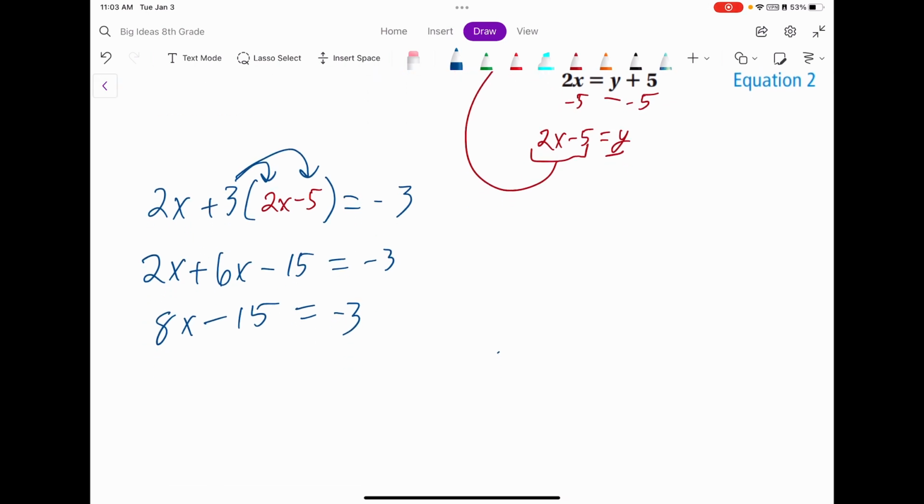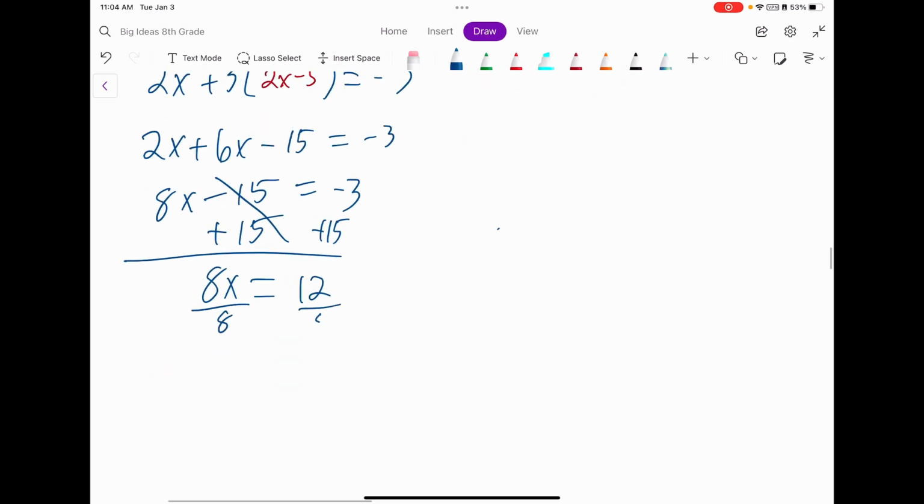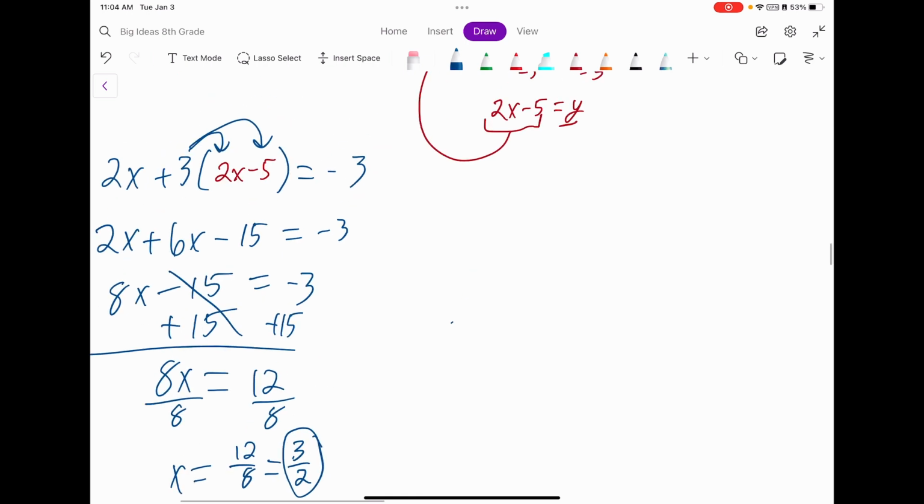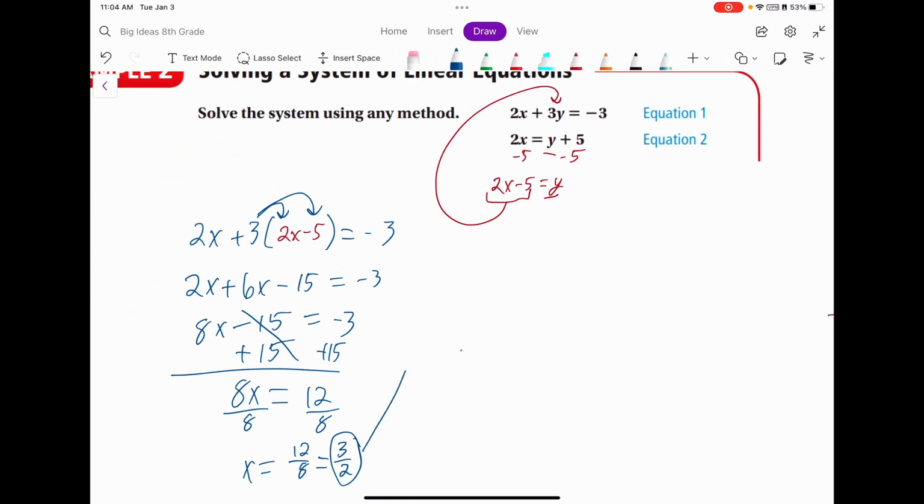Okay? All right, now we move on to start solving for x. I'm going to add 15 to both sides, and then that's going to cancel. I have 8x equals 12. Divide both sides by 8. I have x equals 12 over 8, and I should reduce this to get 3 over 2. Okay? So now I take this 3 over 2 and plug it in for x in either one of these. Doesn't matter. I'll plug it in the top one.